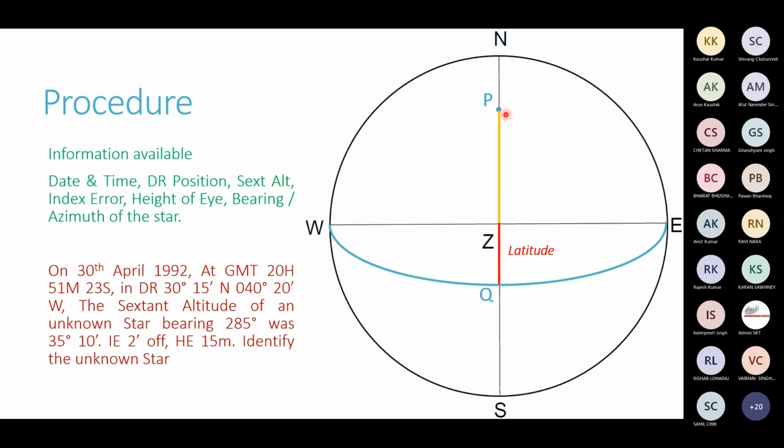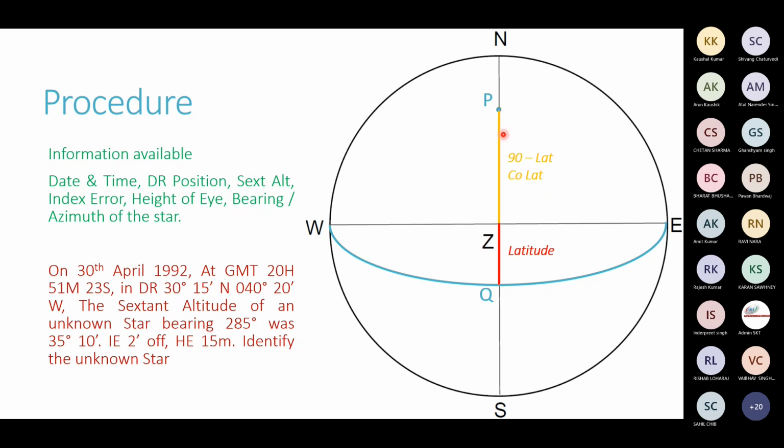Now we can easily highlight the PZ side. Okay, Papa to Zulu, the segment which is highlighted in yellow now. We know from the concept of the PZX triangle that this PZ is the colat of the observer, or 90 minus latitude of the observer. You can easily understand it from here also.